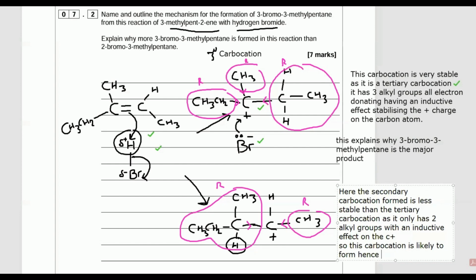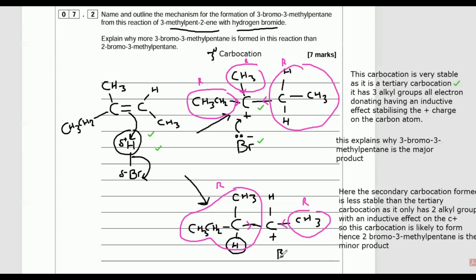Hence, 2-bromo, 3-methylpentane is the minor product. This is why organic chemistry kills some people. It's so long-winded. Okay, and that should get us all of the marks. What we're doing here is just justifying why this one is less likely to form. And we're going to put the lone pair there.